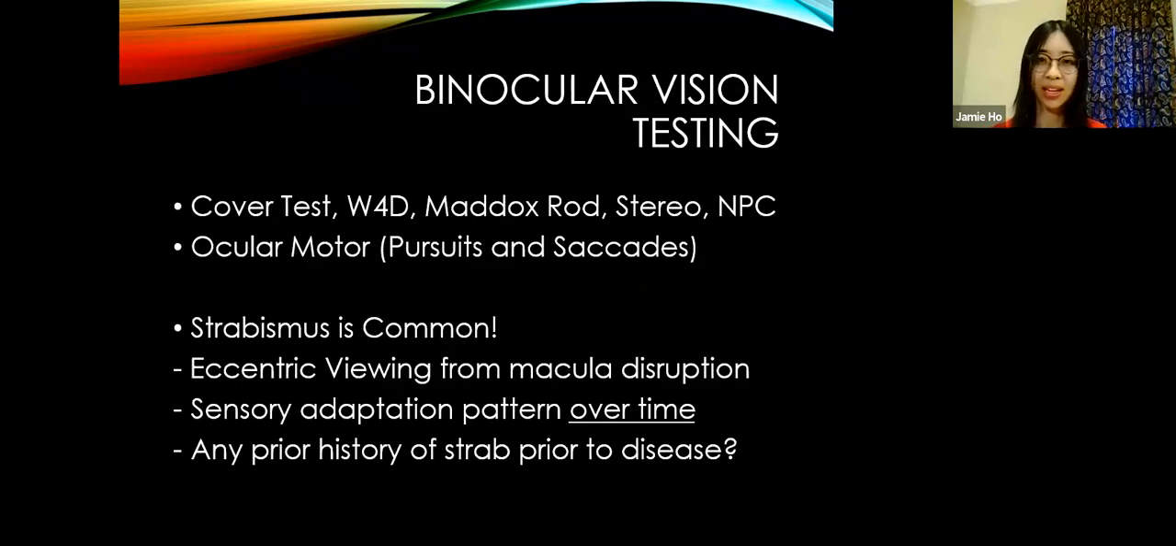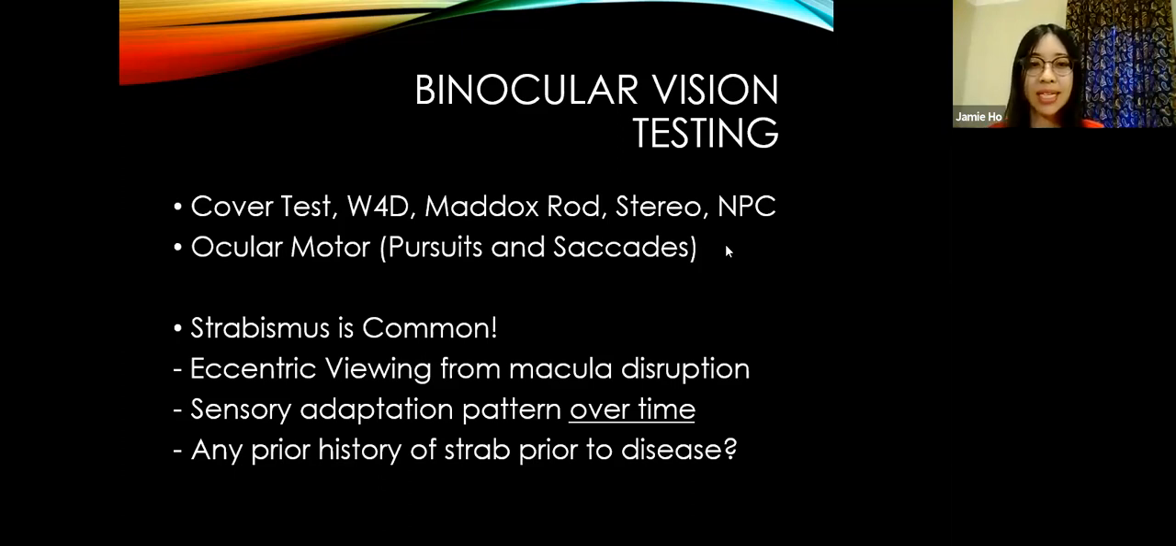Okay, so some of you may be interested to see why I am doing binocular vision testing for my low vision patients. So this would be a standard amount of testing that I do, definitely not a comprehensive list. I do a cover test, a Worth 4 dot, a Maddox rod sometimes, some sort of stereo and near point convergence. And definitely I always look at ocular motor, smooth tracking pursuits, and ability to jump saccades. So why do I look at this?